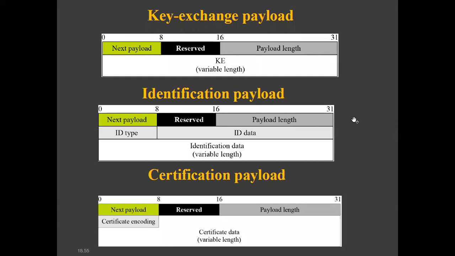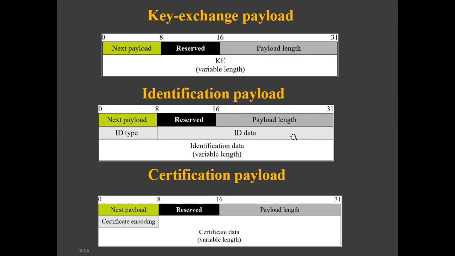Then the next payload here is the key exchange payload. The key exchange payload is used in those exchanges that need to send preliminary keys that are used for creating the session key. So, for example, it can be used to send a Diffie-Hellman half key. So, the format of key exchange payload is shown here. We already know this next payload and payload length field from the generic header, and this KE is a variable length field which carries the data which is needed for creation of the session key. For example, if Diffie-Hellman is used, this KE is carrying your half key.